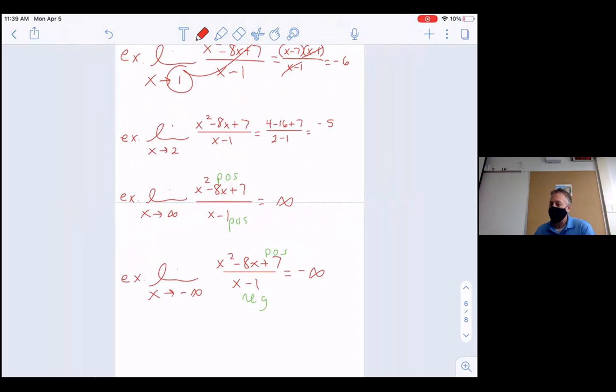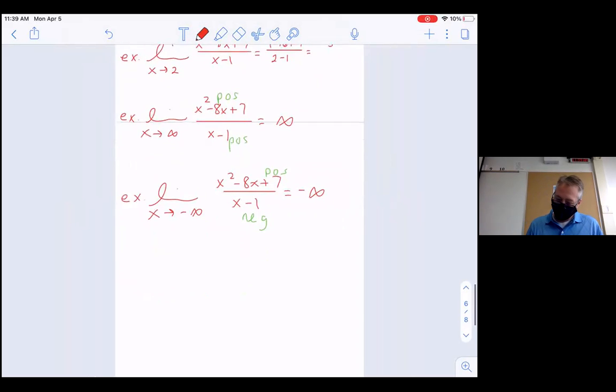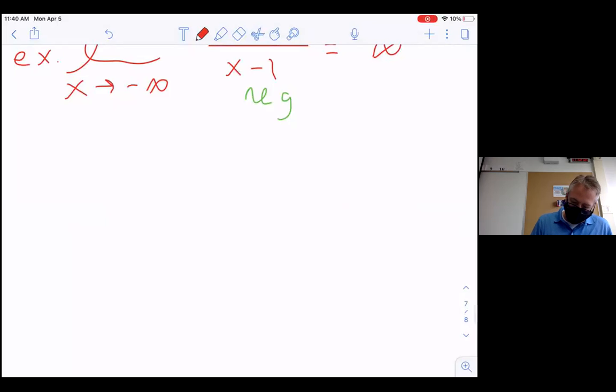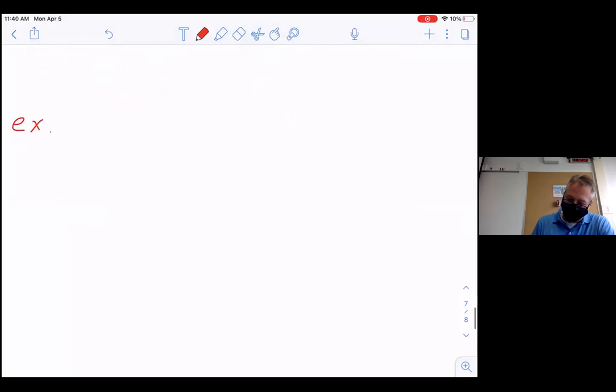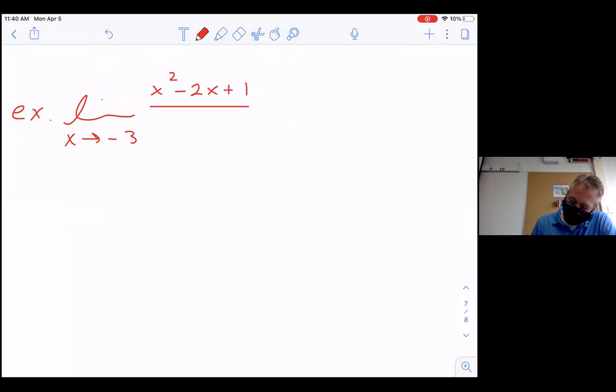All right, so now I'm gonna write 3 of them up there. I want you guys to just give them a shot, okay? And I'm just gonna give you maybe 2 minutes, and then we'll go through these 3 together here, okay? All right, the first one, let's find the limit as x goes to negative 3 of x squared minus 2x plus 1 over x minus 1. That's our first one.